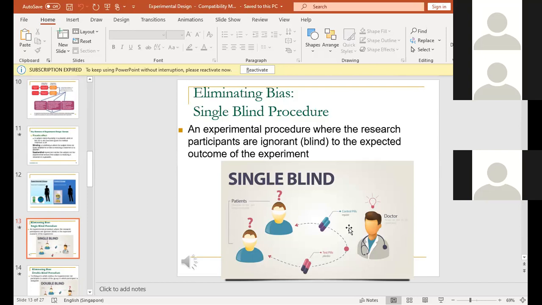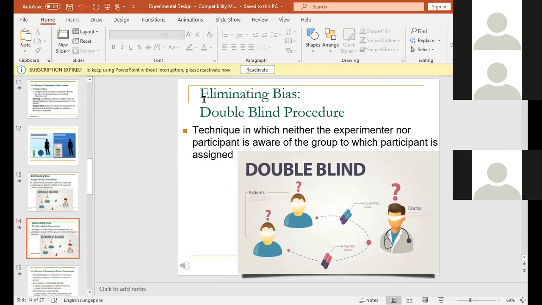We can decide, say we choose one of the groups randomly to give the pill and the placebo, but of course we have controlled everything, right? So that nothing else can affect the results of our experiment. If you can see this one, you can see even the doctor is blind, okay?